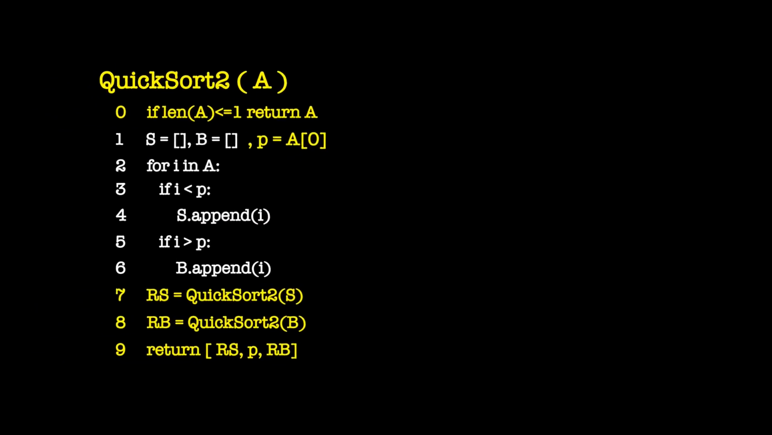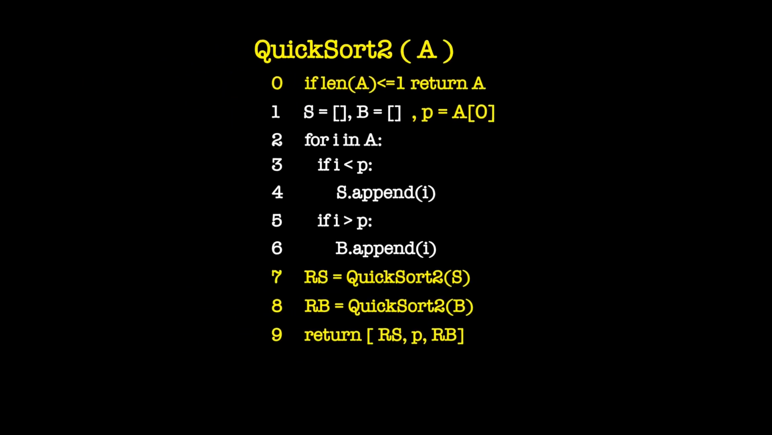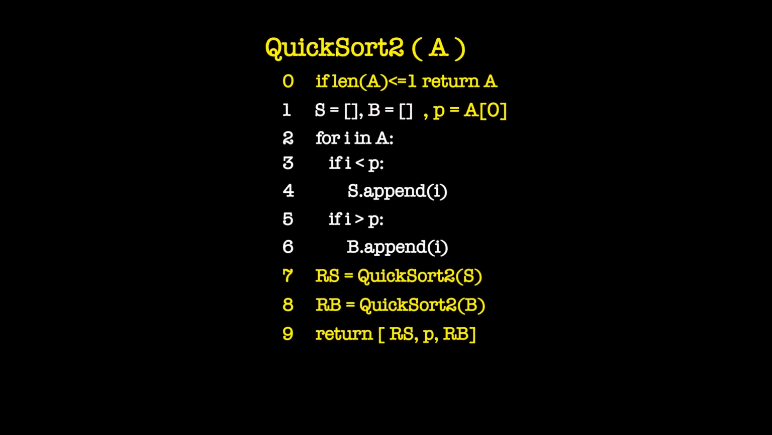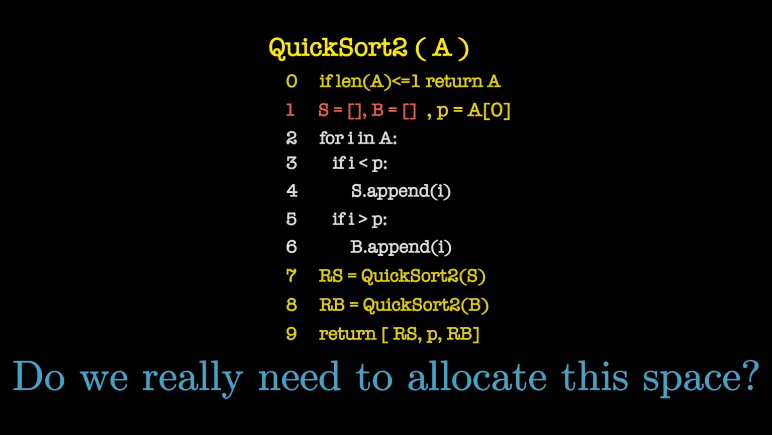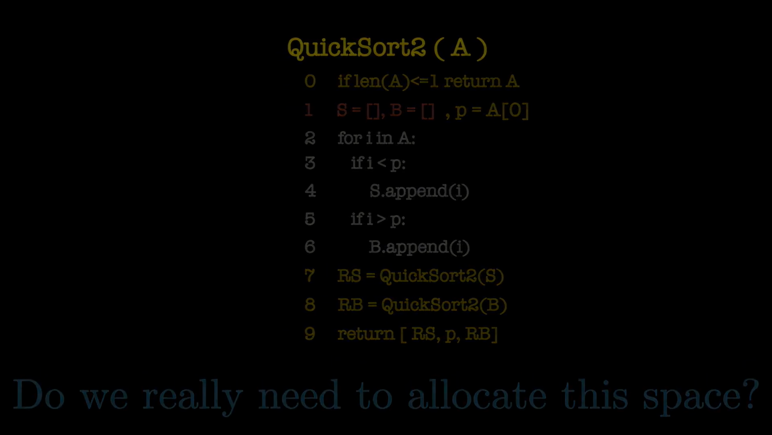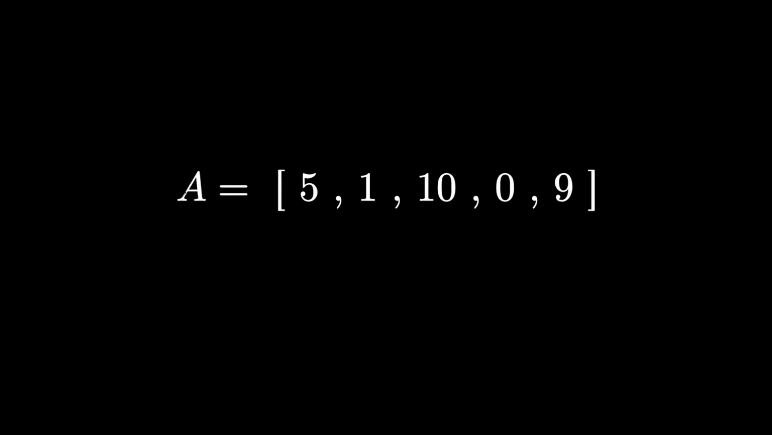Okay, so here is our QuickSort algorithm so far. And the question we are going to worry about now is, do I really need to allocate separate space for S and B to keep smaller and larger elements? Or is there a way to keep them somewhere else? Well, we can keep this list within our original list A.